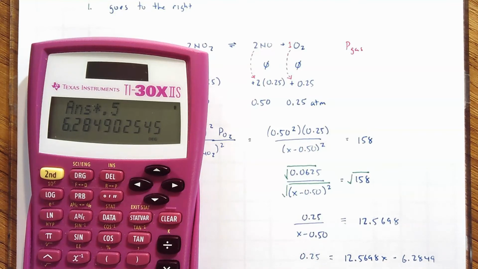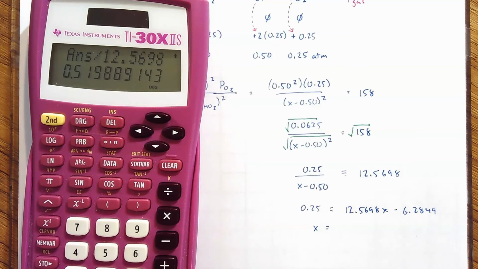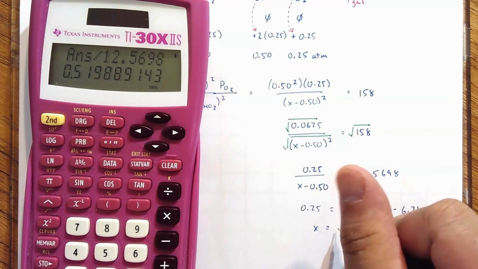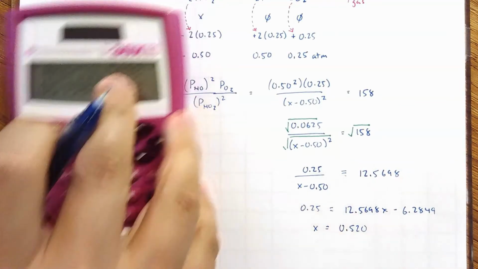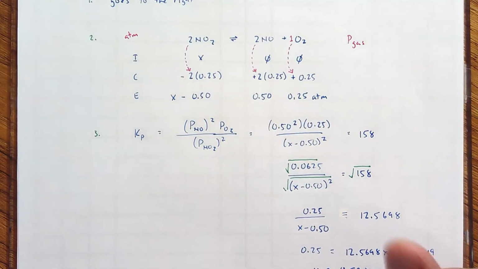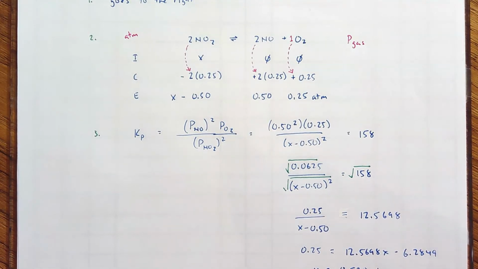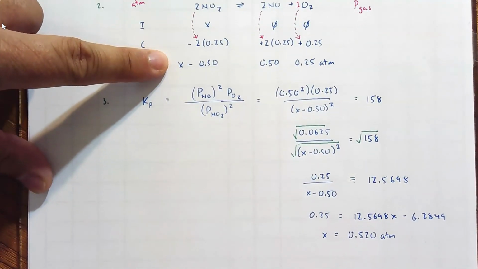Solve for x. We're going to bring this 6.2849 to the other side, plus 0.25. And then we're going to divide both sides by 12.5698. Okay, x equals 0.520. Our ICE table is in atmospheres, so that x will be in atmospheres, atm. And then finally, we're going to plug in that x up here.